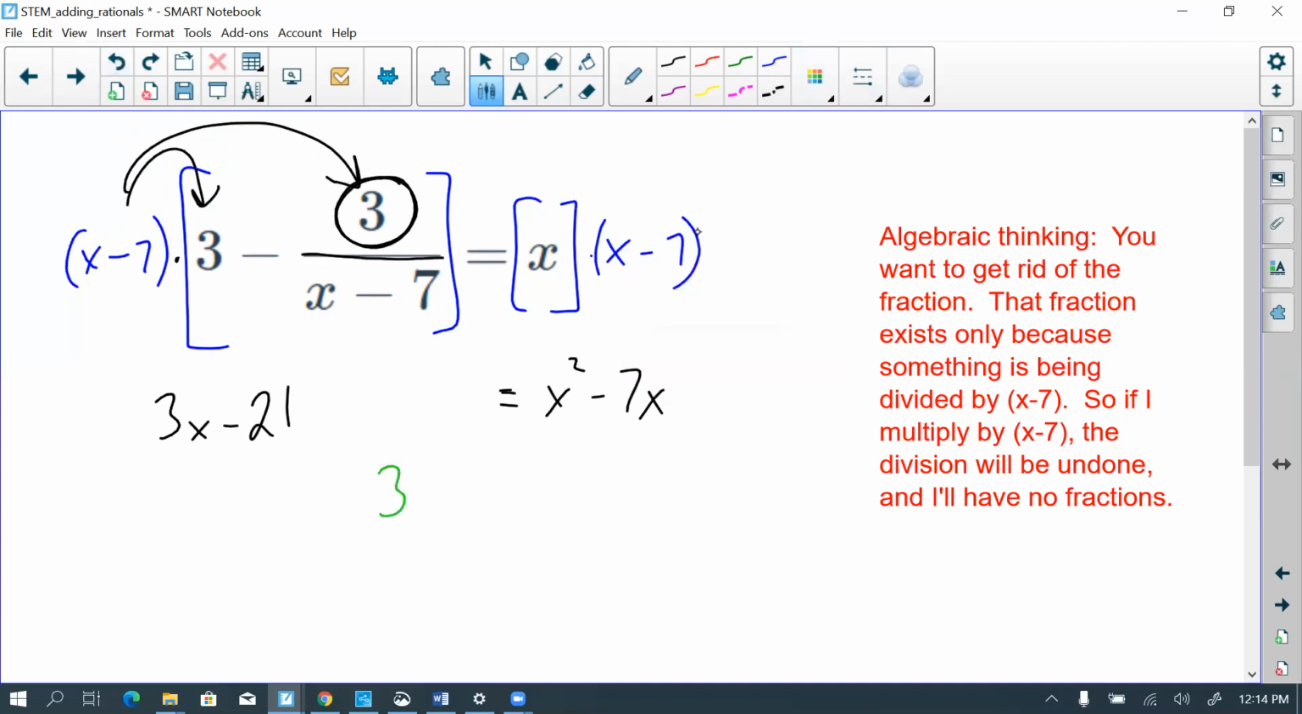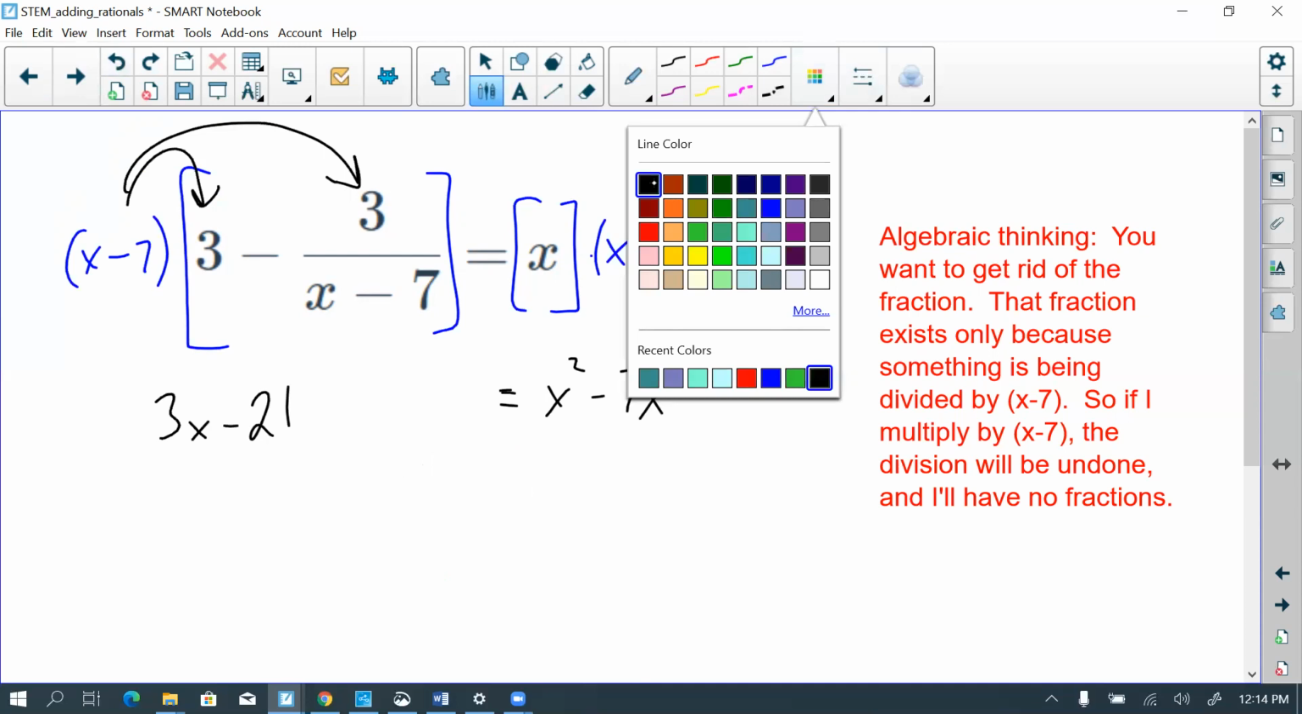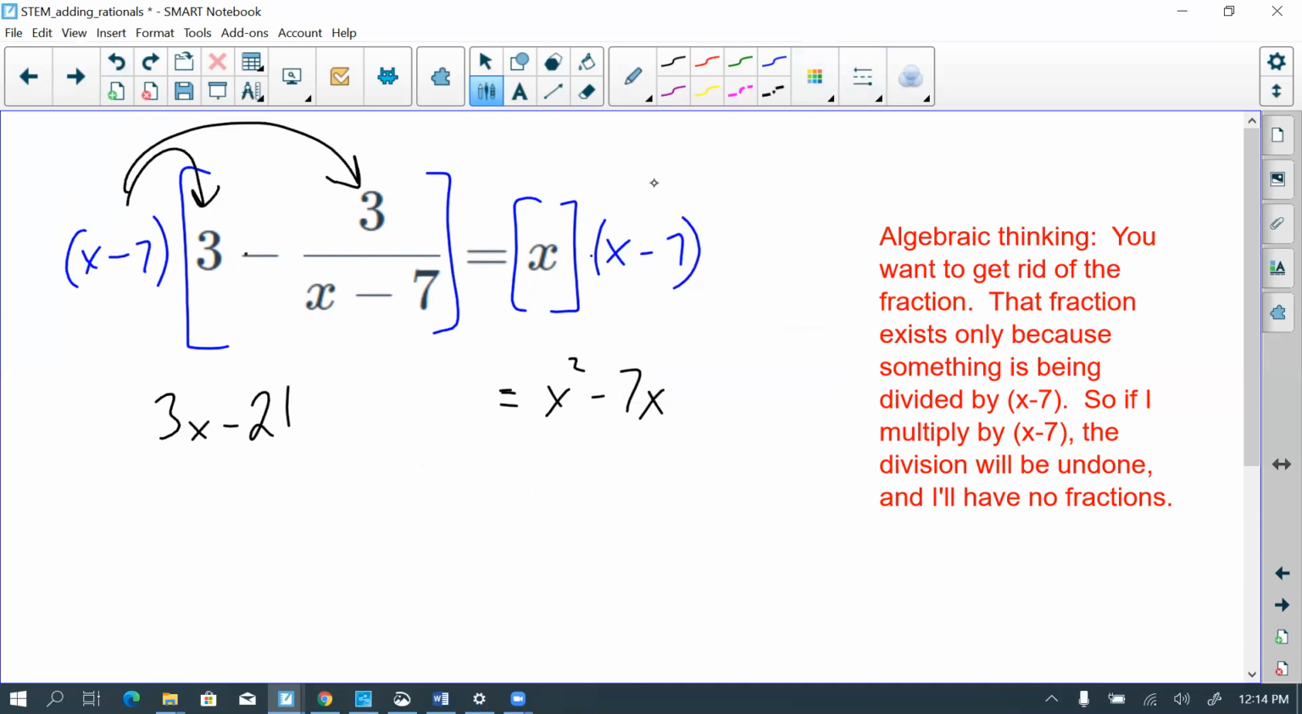Here's exactly what's going on, but we hardly ever write this because it's just, well, maybe it's worth writing it down. This is what that second part would become after you multiply by x minus 7, but the x minus 7's cancel out. And so you're just left with 3. So the x minus 7's cancel out and you're left with 3, but guys, it is minus 3. Got to remember about those signs.